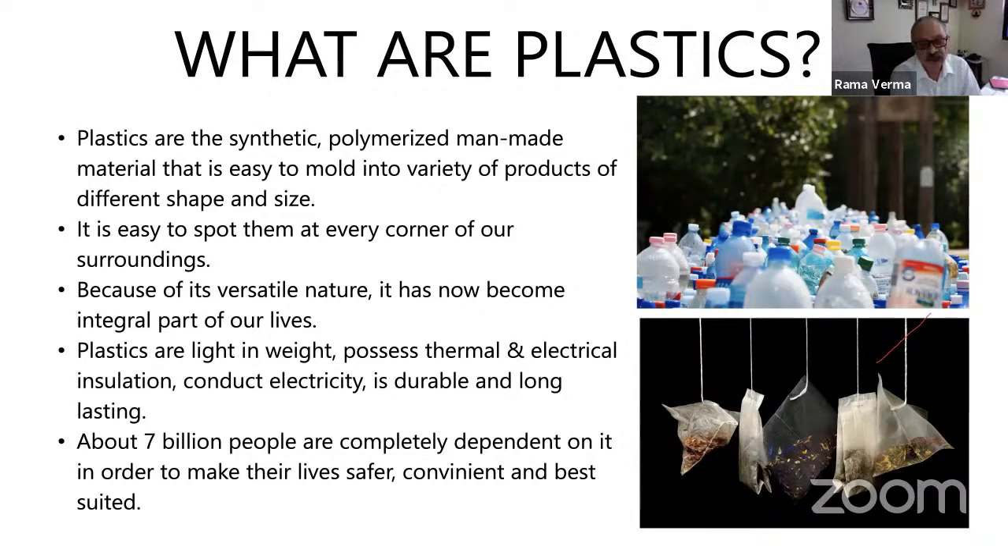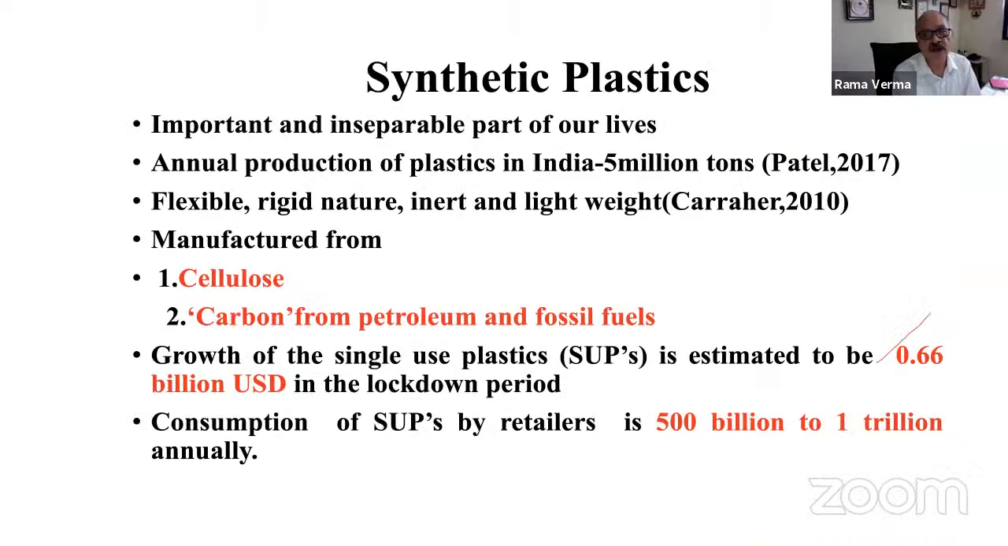Now, what is that? Statistics say 7 billion people are completely dependent on it in order to make their lives safer, more convenient and the best. Now you can see the dependability on plastic material, plastic industries and the plastic things which we make. Most plastic is synthetic, so there is no point in calling it synthetic plastic. Plastics are synthetic. There is no natural plastic in the world.